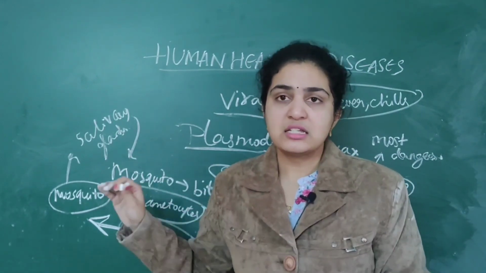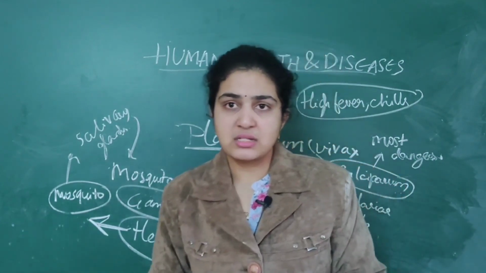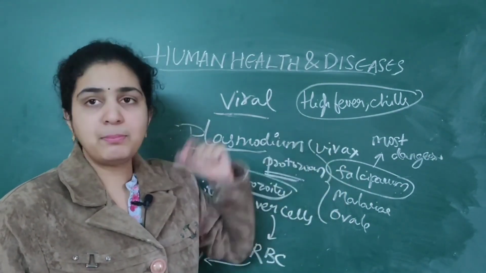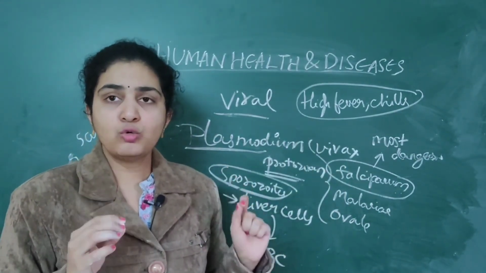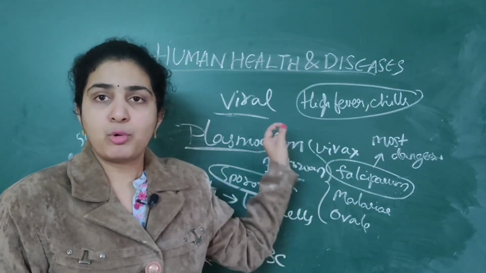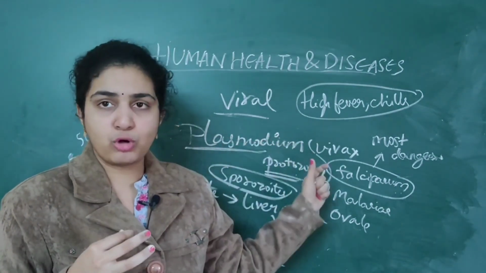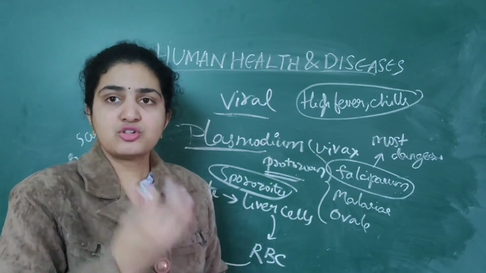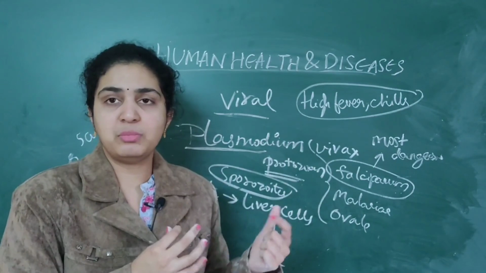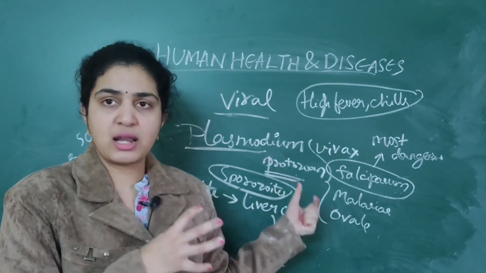So like that, this mosquito acts as a vector in transmitting numerous diseases. The main protozoan associated with malaria is Plasmodium. Humans are the host. Mosquito is the vector. Protozoan is the parasite, and Plasmodium is a protozoan which helps in transferring numerous diseases from one human being to another. So this is about another disease called malaria.